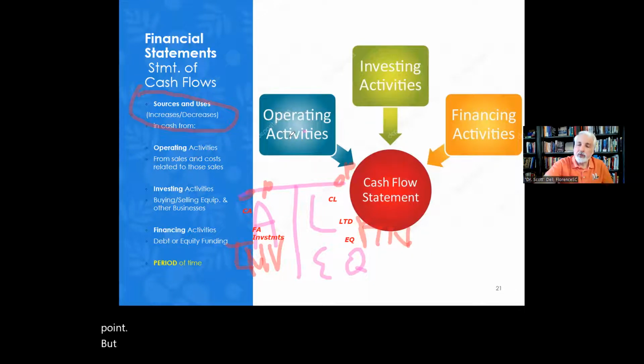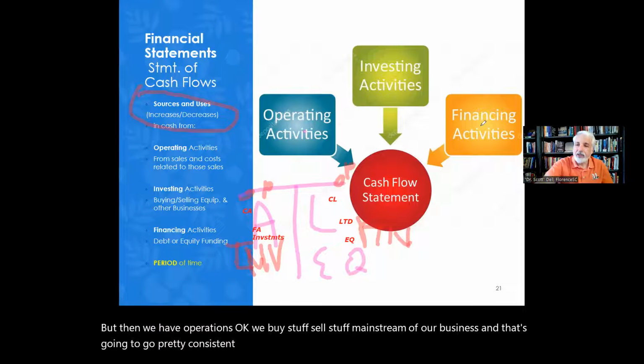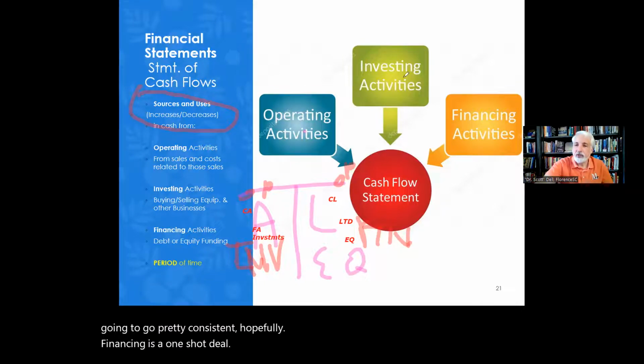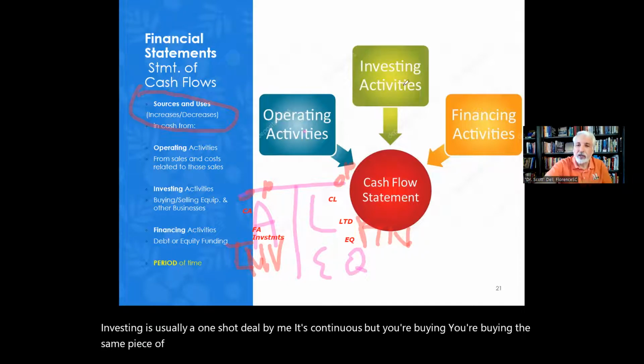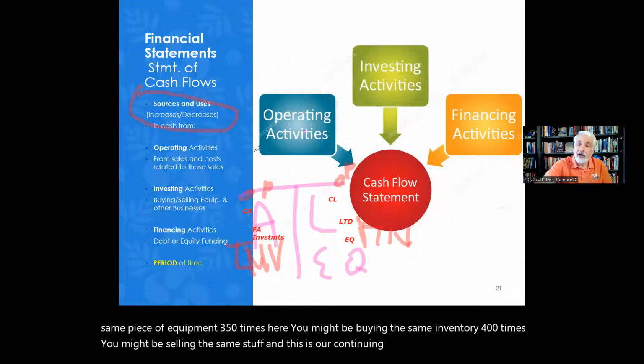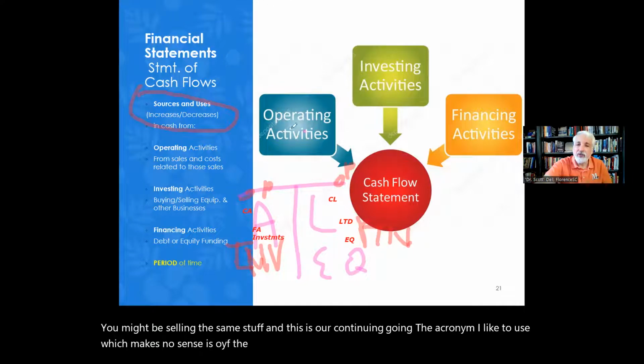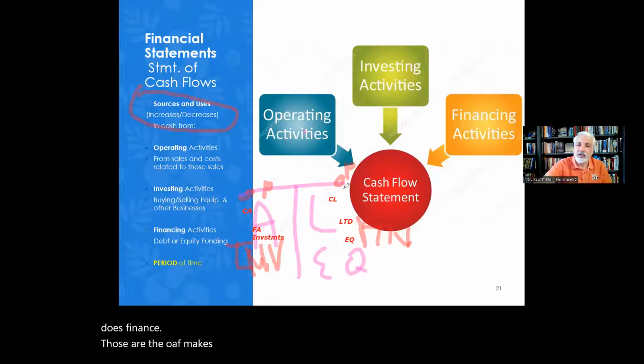But then we have operations. We buy stuff, sell stuff, the mainstream of our business, and that's going to go pretty consistent. Hopefully, financing is a one-shot deal. Investing is usually a one-shot deal. I mean, it's continuous, but you're not buying the same piece of equipment 350 times. Here, you might be buying the same inventory 400 times. You might be selling the same stuff, and this is our continuing going. The acronym I like to use, which makes no sense, is OIF. The three things a business does: operations, investing, and financing. Those are the OIF that makes the statement of cash flows.